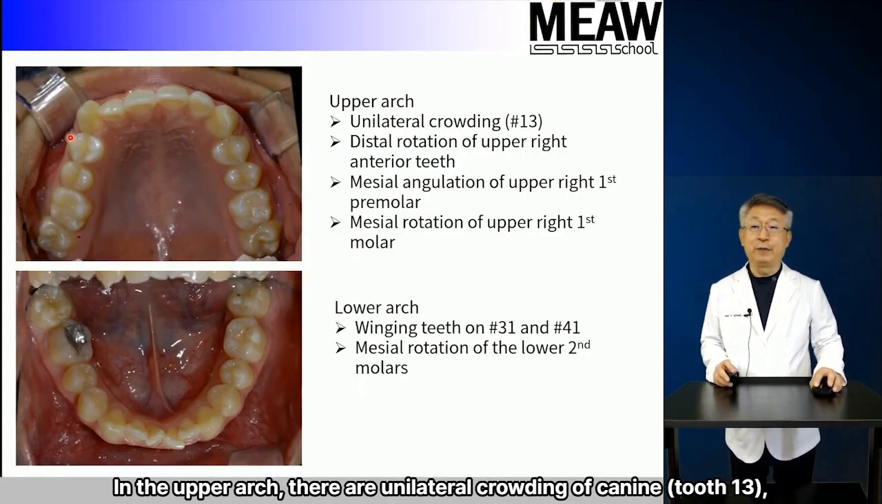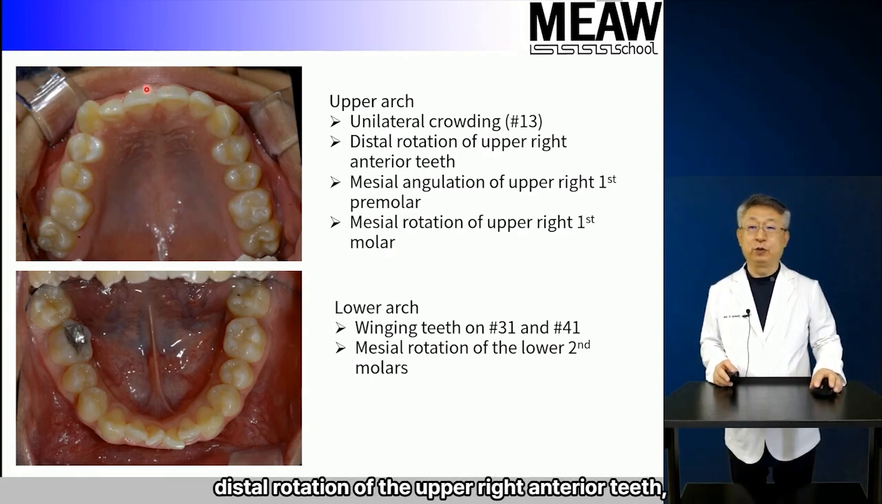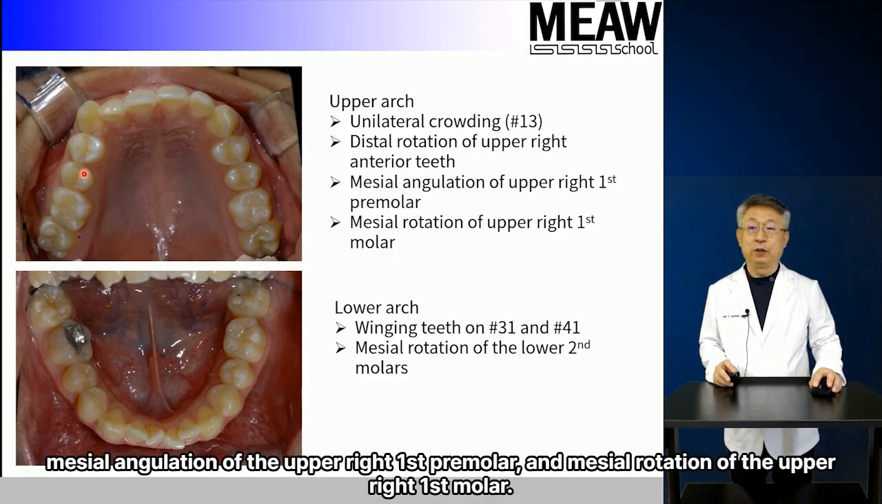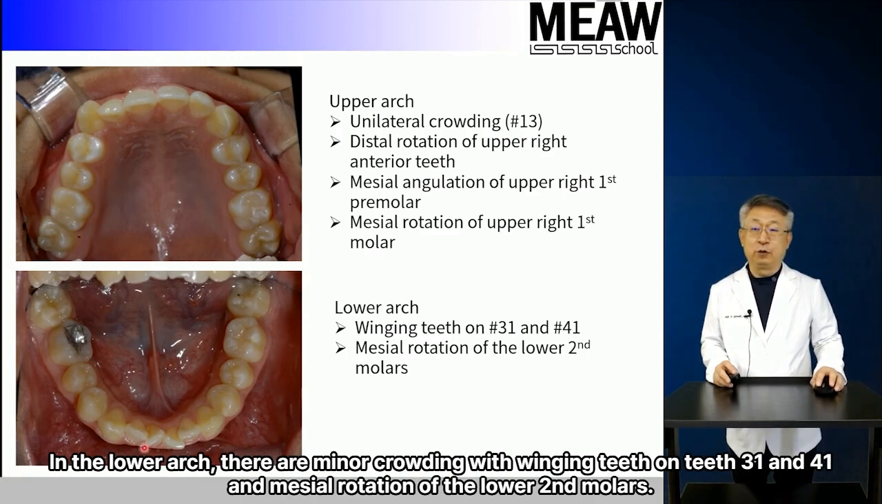In the upper arch, there are unilateral crowding of canine tooth 13, distal rotation of the upper right anterior teeth, mesial angulation of the upper right first premolar, and mesial rotation of the upper right first molar. In the lower arch, there are minor crowding with winging teeth on teeth 31 and 41, and mesial rotation of the lower second molars.